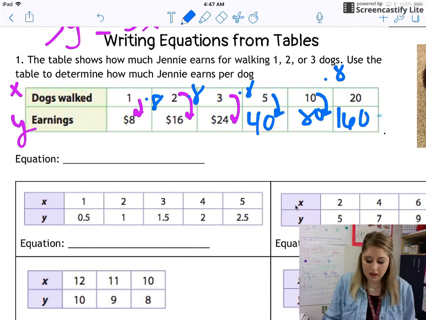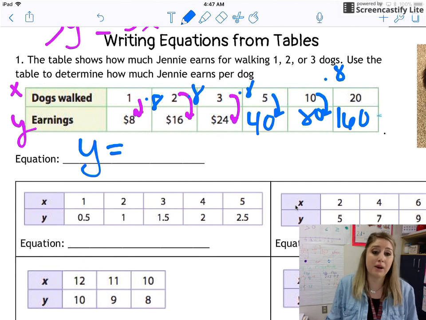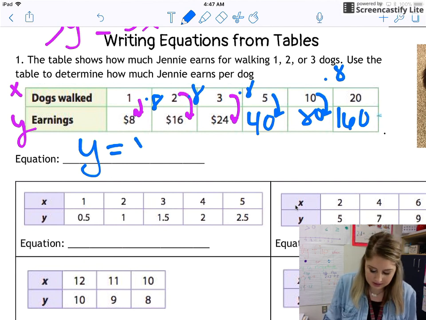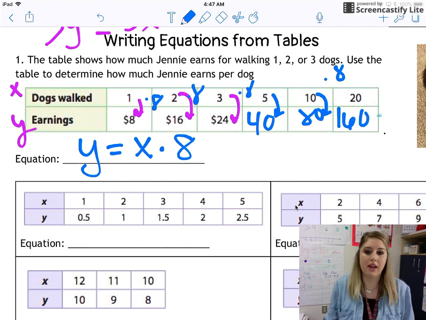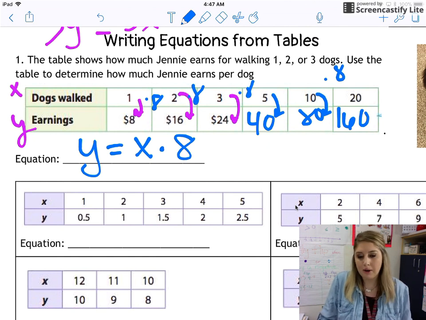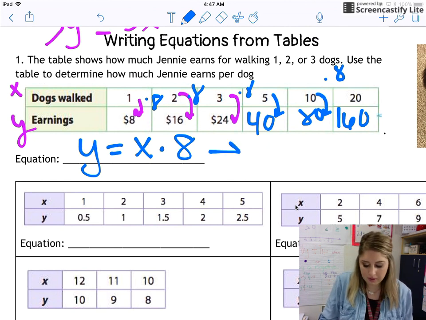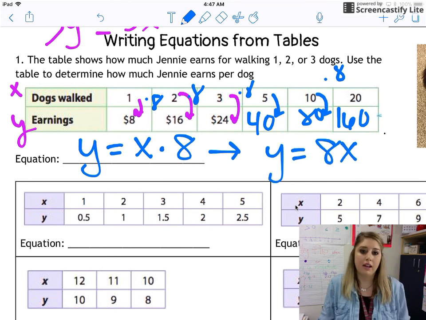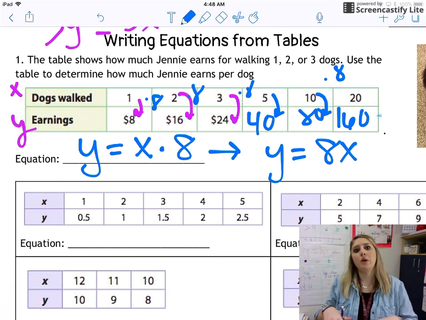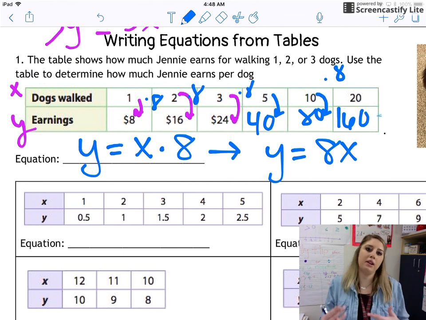So when I write my equation, remember I start with my dependent, my y equals, and I'm going to take my x and I'm going to times it by 8. Y equals x, my dogs, times $8 is going to give me the amount I earned. Now, that doesn't look very pretty. Remember, the way that we like to write it would be y equals 8x. And we can do that because of the commutative property. Okay, so you've kind of seen what we're going to be doing, our independent, dependent, and writing our equations.